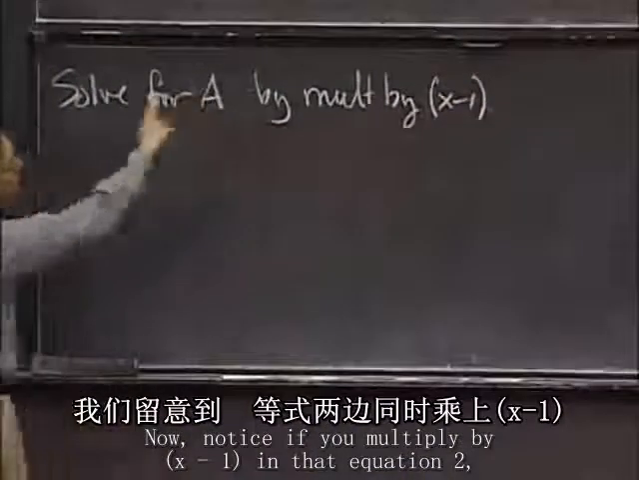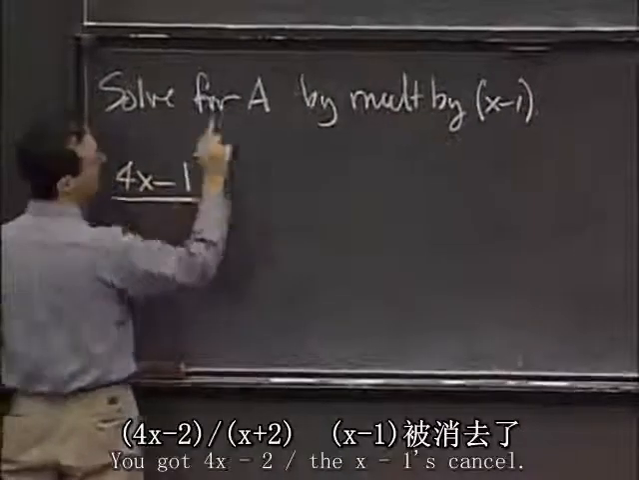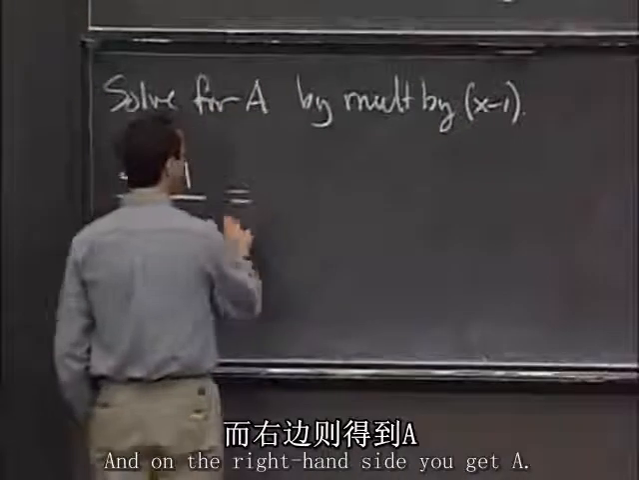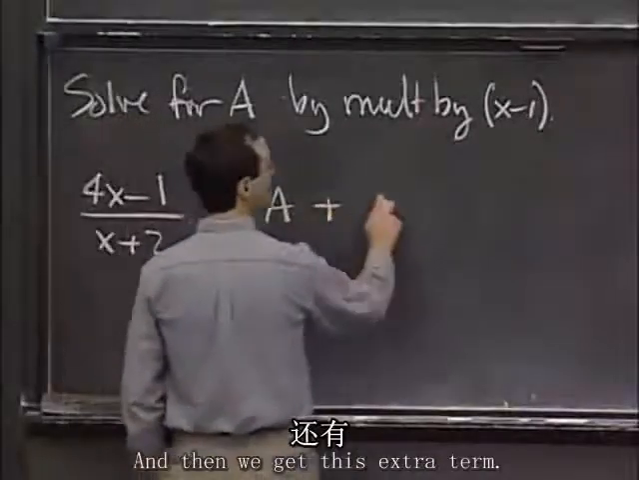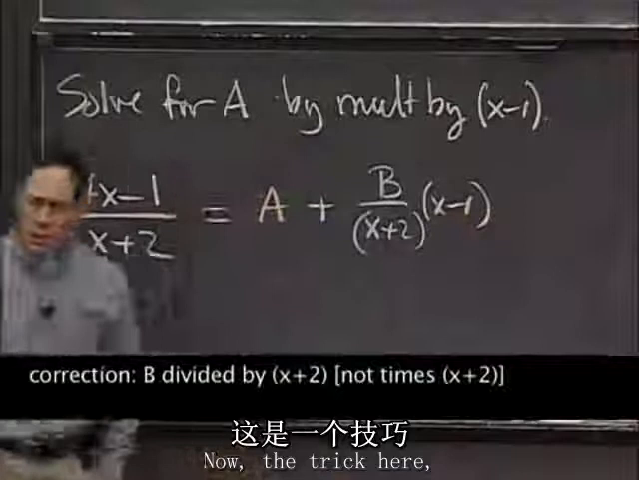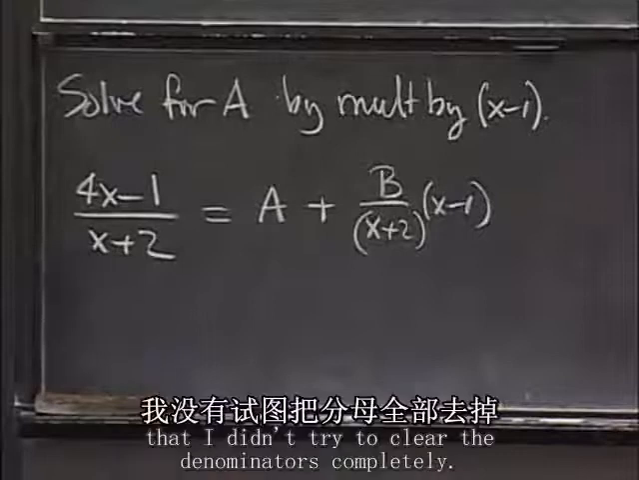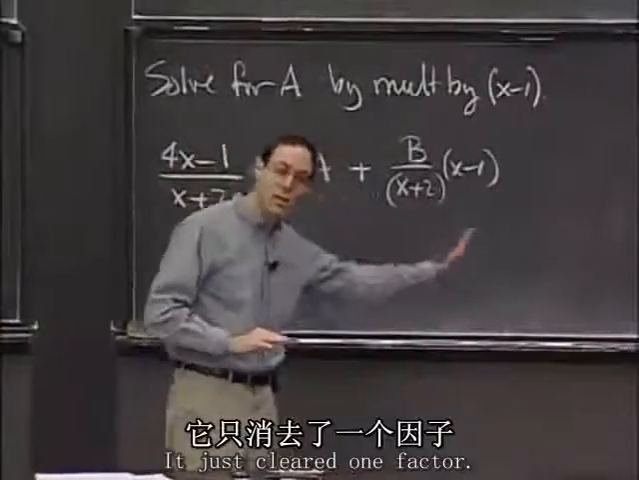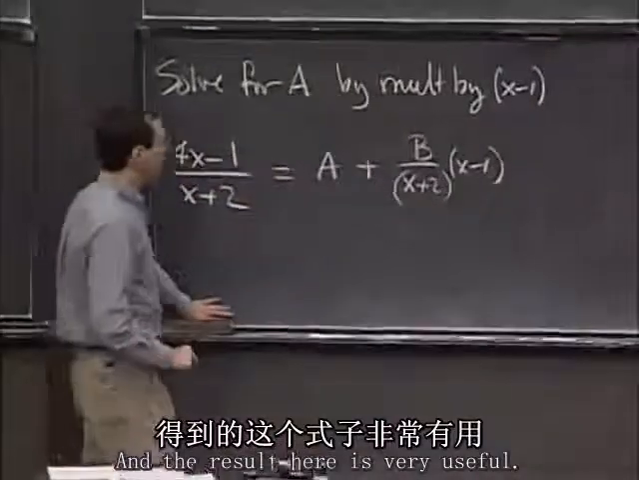Now notice if you multiply by x minus 1 in that equation 2, what you get is this. You get 4x minus 2 divided by the x minus 1's cancel. You get this on the left-hand side. And on the right-hand side, you get A. The x minus 1's cancel again. And then we get this extra term, which is B times x plus 2 times x minus 1. Now, the trick here, and we're going to get an even better trick in just a second, is that I didn't try to clear the denominators completely. I was very efficient about the way I did it. I just cleared one factor.